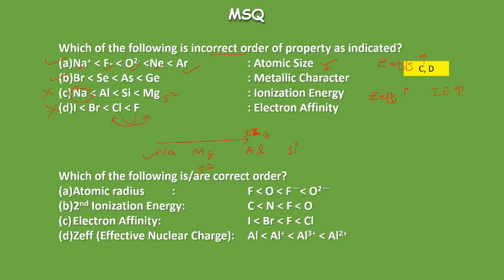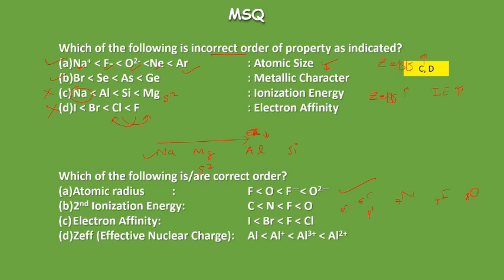So here atomic radius. Atomic radius, if we are talking about, so negatively charged ions will have more size. So this is the correct answer. Second ionization energy. For second ionization energy, we need to write their electronic configuration. So carbon, nitrogen, fluorine and oxygen. Oxygen has 8, fluorine 9, nitrogen 7 and carbon 6. After removal of one electron, it has p2 type of configuration for first. For second, it has p1 type of configuration.